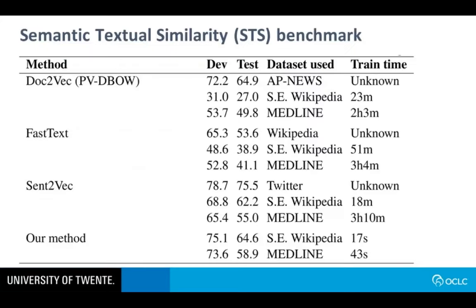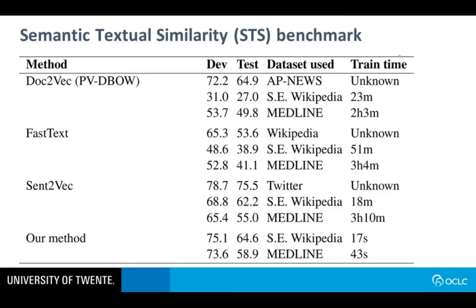These are the results. On the official website for this STS benchmark, doc2vec, fasttext, sent2vec use their own corpus and reached quite good results. But we don't know how long they trained, and we don't have access to those corpora. So we tried them on these two corpora we have. And you can see, applied to the same corpus, we really outperform other methods.